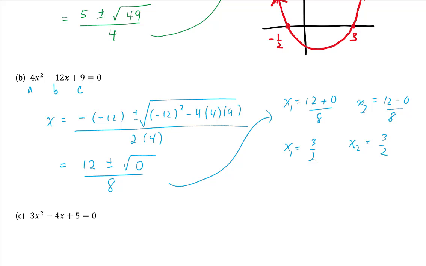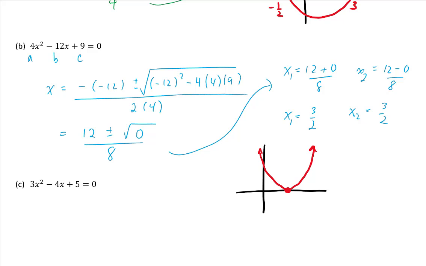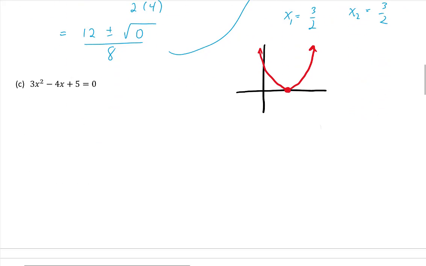So again, if we imagine this is the graph of y equals 4x squared minus 12x plus 9, it's a parabola that opens up, and it only has one zero. So that means the vertex is the zero for this quadratic. Therefore, the vertex touches the x-axis. So again, in the first one, we had two zeros. The second one, we have one zero. Let's check the last one.